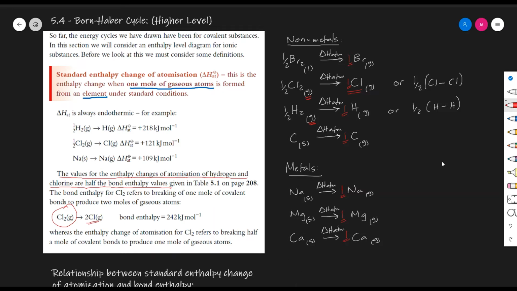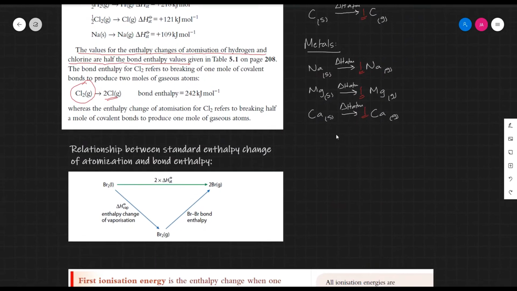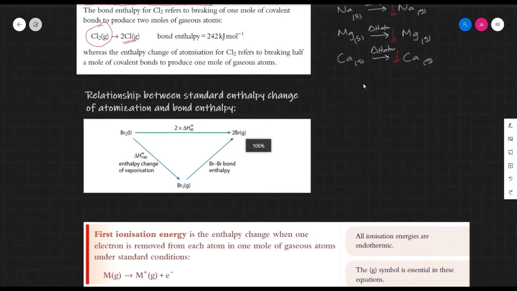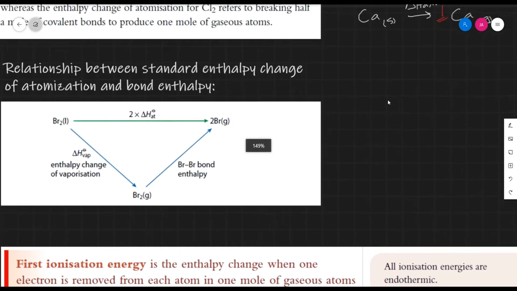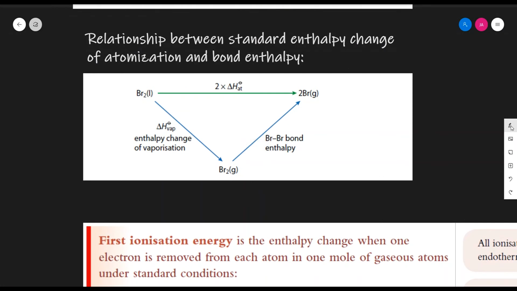I would like to display the relationship as stated here between bond enthalpies and enthalpy change of atomization more clearly. Allow me to zoom it in. As you can see here, this cycle would clarify the relationship between them. It lists here Br2 liquid, so it's an element in its standard state. It's converted into 2 Br gaseous atoms.